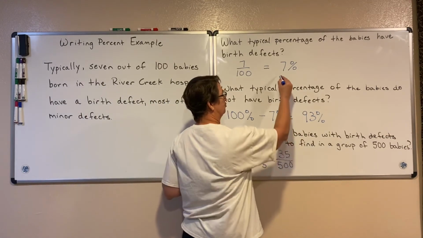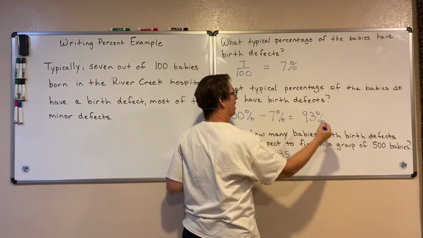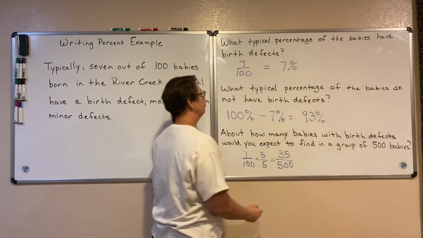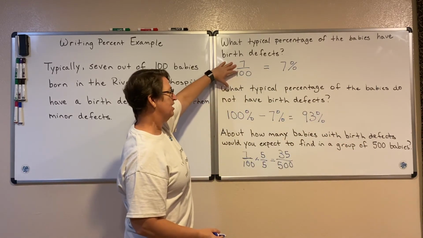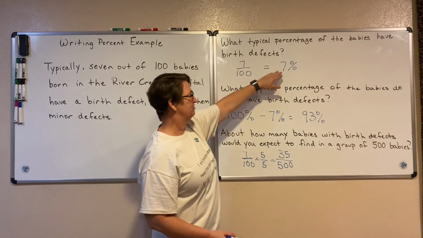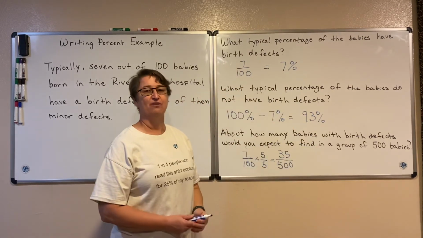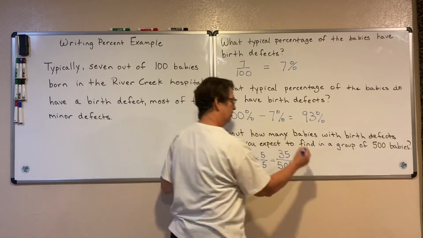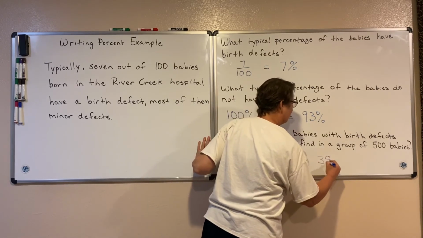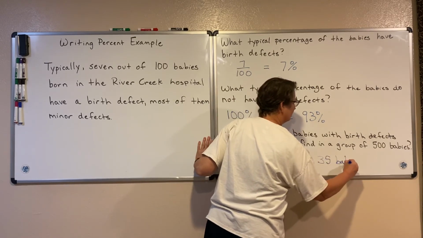Another way to do it is just to take 7% of 500. So you could multiply the 7 out of 100, or 7%, by 500 to find out that number as well. But here we found that we expect 35 babies to have birth defects.